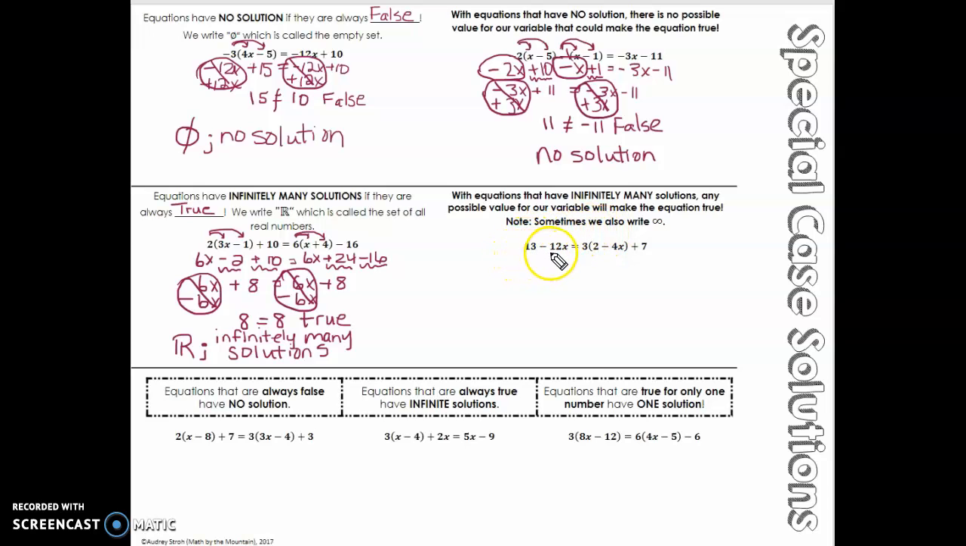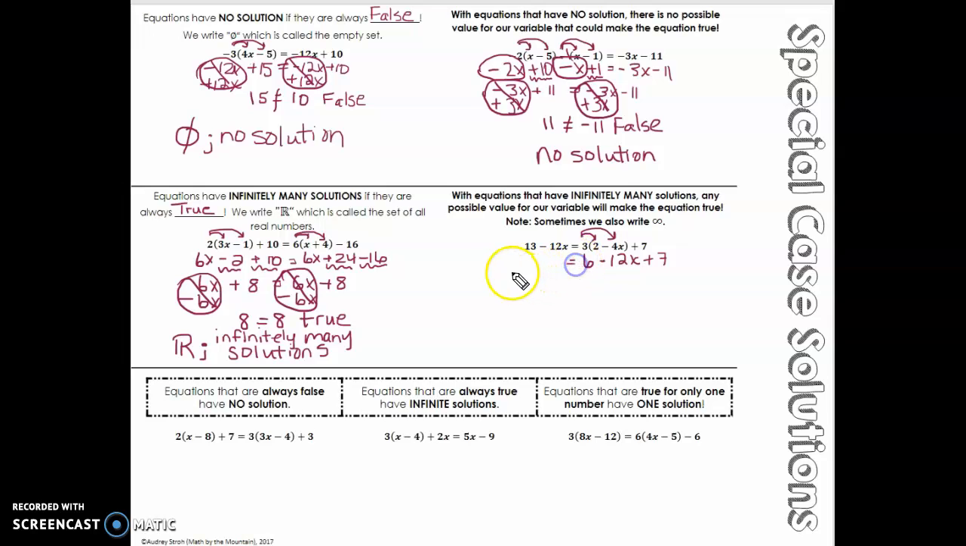Looking at our equation, I'm going to focus on my parentheses first. Parentheses do come first. Inside, I cannot simplify. They are different terms. On the outside, I do have that 3. So that 3 can be distributed by multiplication. I get 6 minus 12x, and then I bring down my plus 7. That's the right side of my equation.